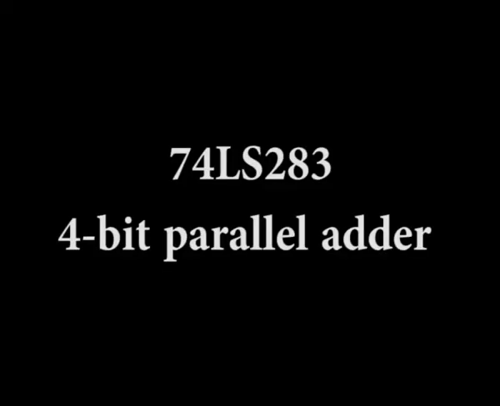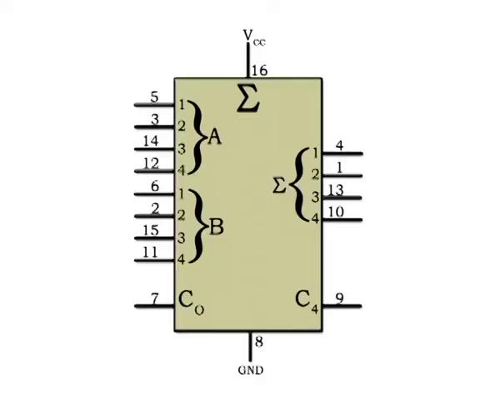An example of a 4-bit parallel adder that is available in IC form is the 74LS283. For the 74LS283, VCC is pin 16 and ground is pin 8, which is the standard configuration.